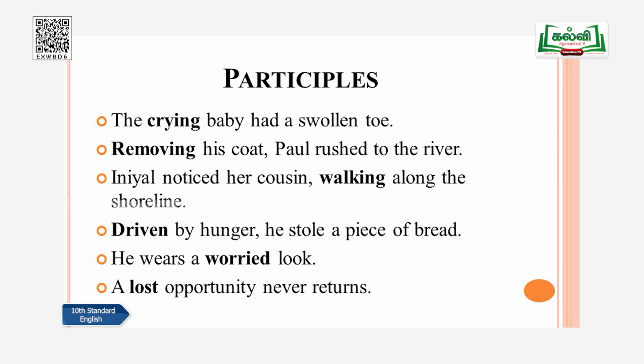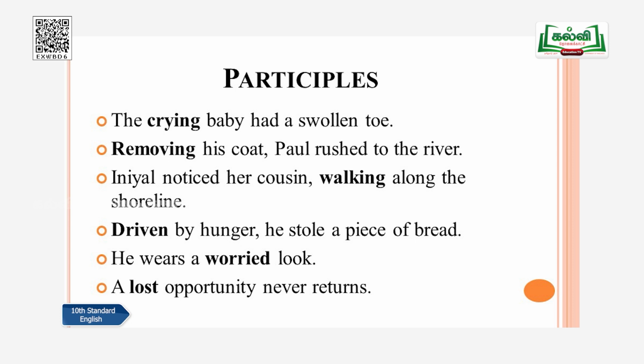Now, look at the first one, crying baby. Here, this crying is giving information about the baby. So, it modifies the noun baby here. So, it is adjectival information. So, here this crying is a participle, and what kind is that? Present participle. Very good, children. Now, removing his coat, Paul rushed to the river. In the second sentence, it gives information about the subject, Paul. So, he has removed his coat. So, here this removing is again a present participle.